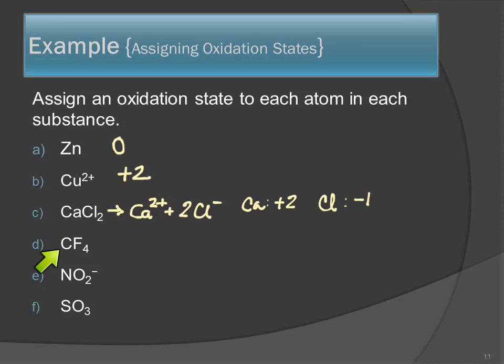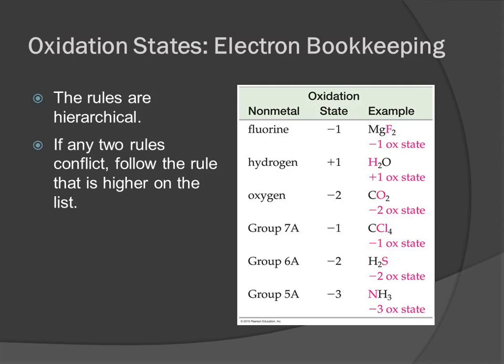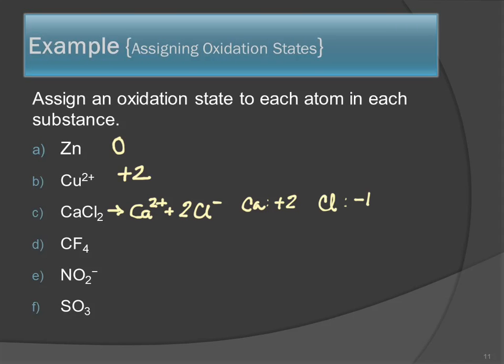Carbon tetrafluoride. Is this an ionic compound? No, it isn't. So then we have to think of that list, right? So we start at the top and work our way down. So fluorine gets to be -1. Carbon doesn't show up on that list anywhere.